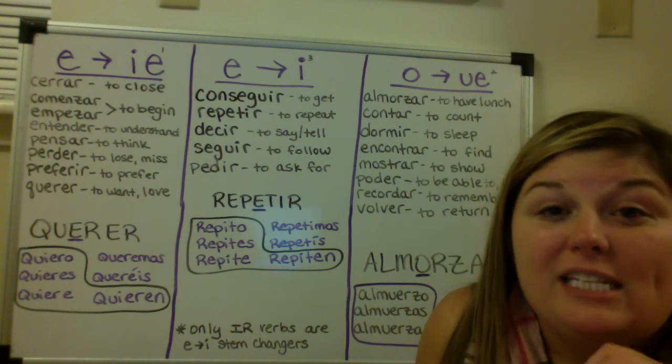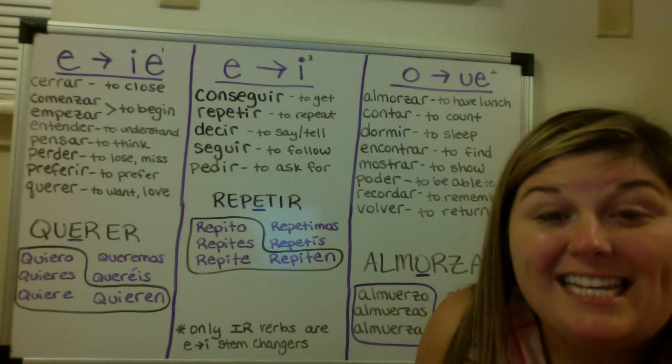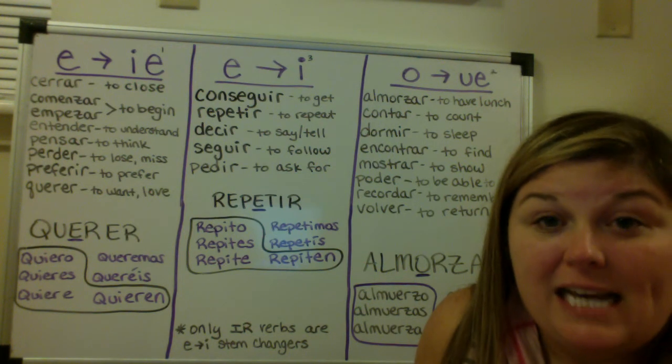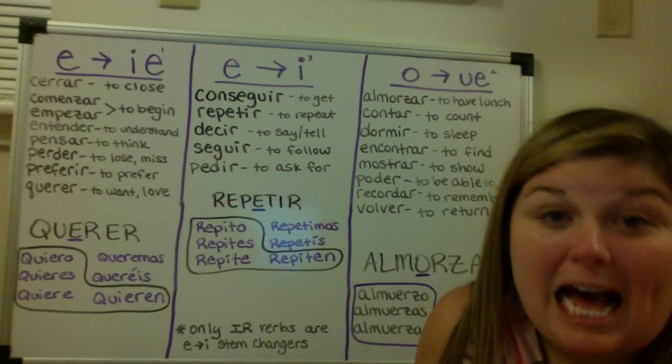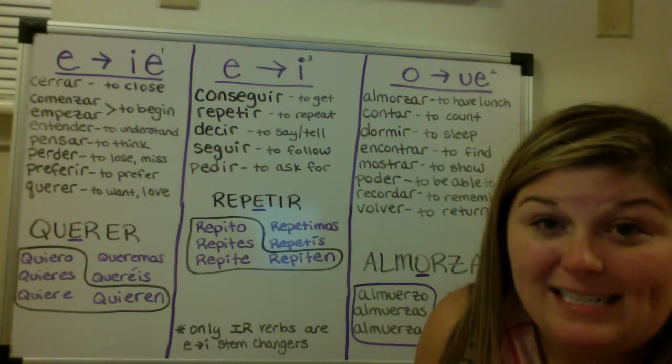The only thing that's changing here is that the stem vowel, the vowel closest to the end of the stem, is going to change either from E to IE, from E to I, or from O to UE. So that is a stem changing verb.